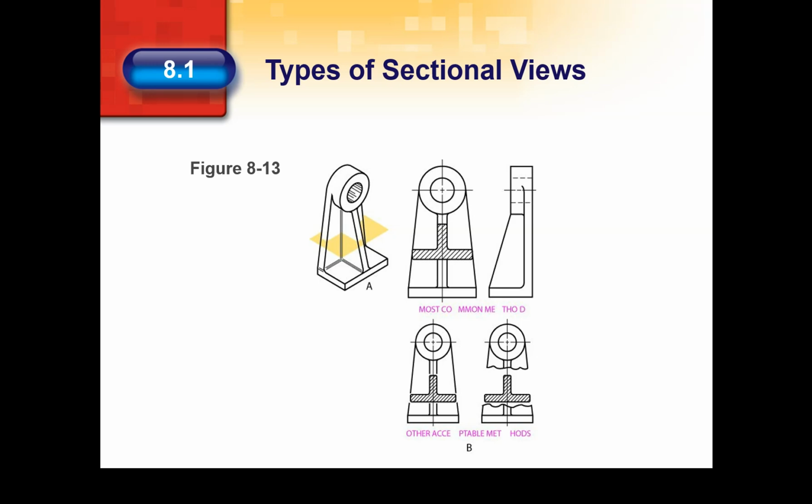Think of a cutting plane passing through part of an object, as shown in figure 8.13a. Now think of that cut surface as revolved 90 degrees, so that its shape can be seen clearly, as shown in figure 8.13b. The result is a revolved section, also called a rotated section.